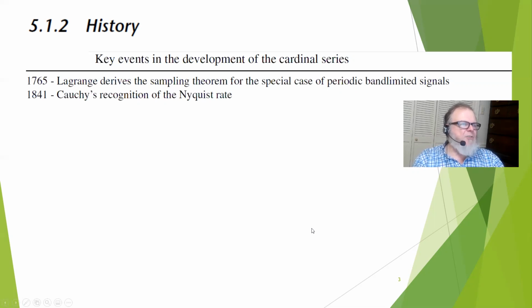First, Lagrange supposedly derived the sampling theorem for the special case of periodic band-limited functions way back in 1765. In 1841, Cauchy recognized the Nyquist rate. In other words, the Nyquist rate is the rate where you have to sample a band-limited signal to assure that the reconstructed signal has no aliasing.